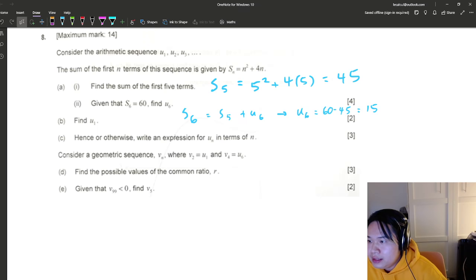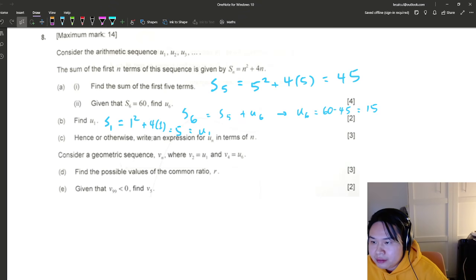Okay, and then we need to find U1. So this one's also silly because, I'll just write it right here. S1 is the sum of the first term. So S1 is the same as U1. So this is 1 squared plus 4 times 1. So S1 is 5, which is the same as U1.